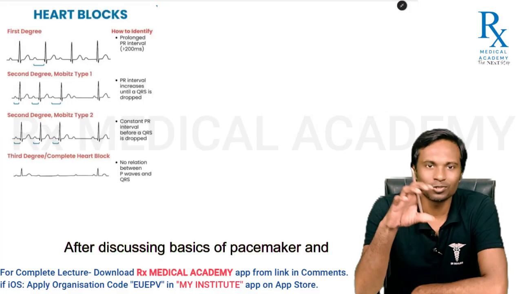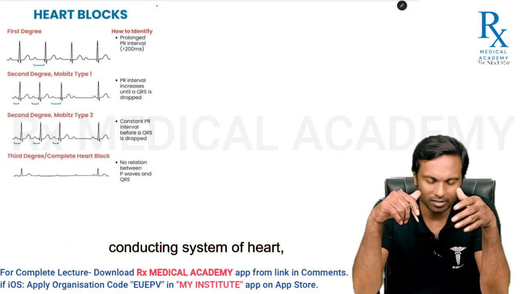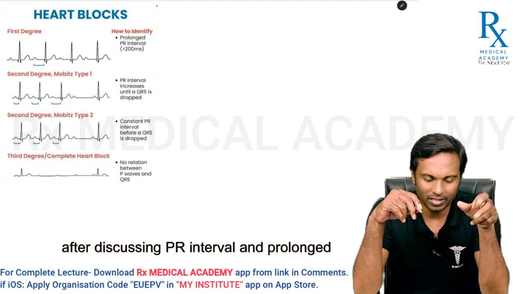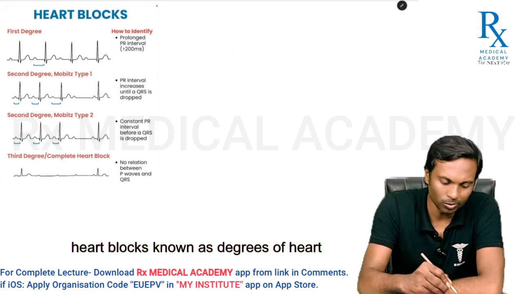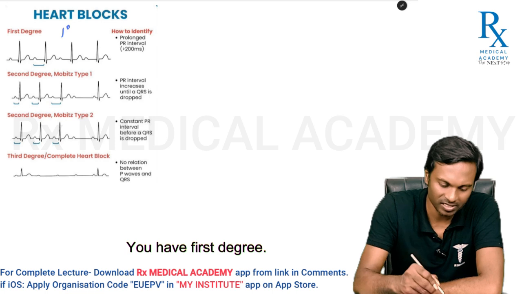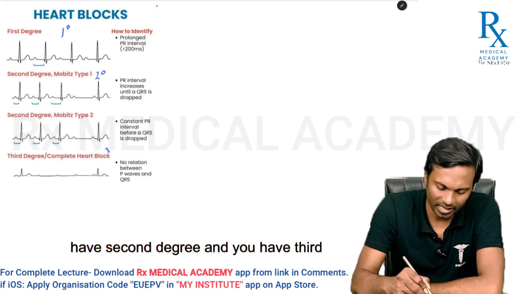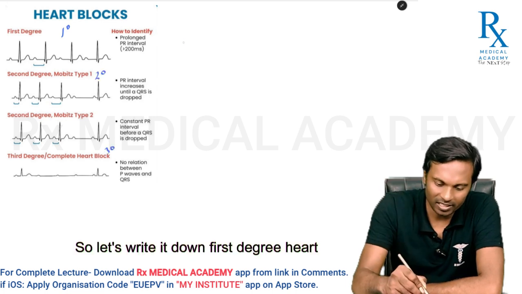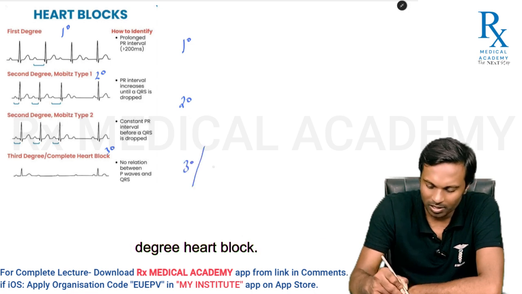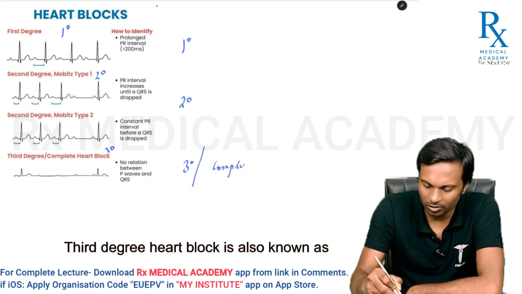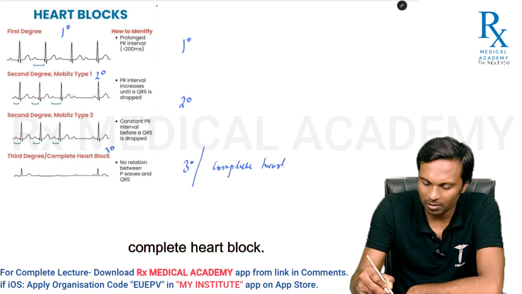After discussing basics of pacemaker and conducting system of heart, after discussing PR interval and prolonged PR interval, now let's discuss types of heart blocks known as degrees of heart blocks. You have first degree, you have second degree, and you have third degree. So let's write it down: first degree heart block, second degree heart block, and third degree heart block. Third degree heart block is also known as complete heart block.